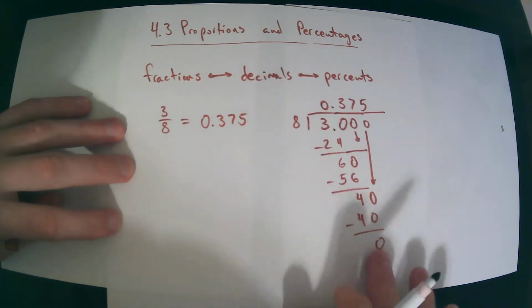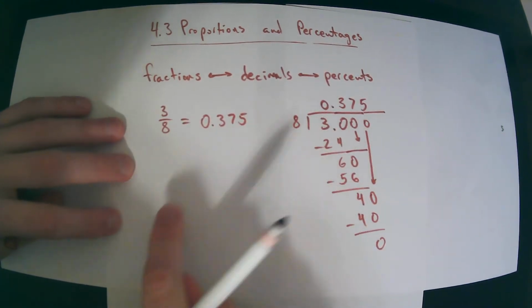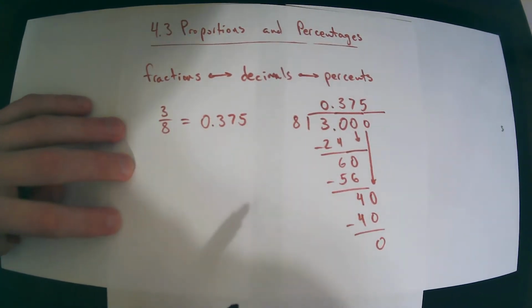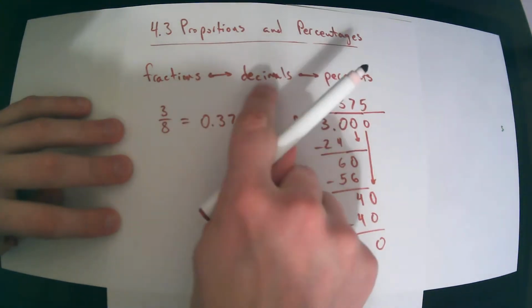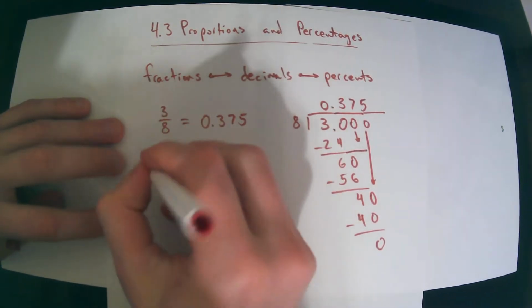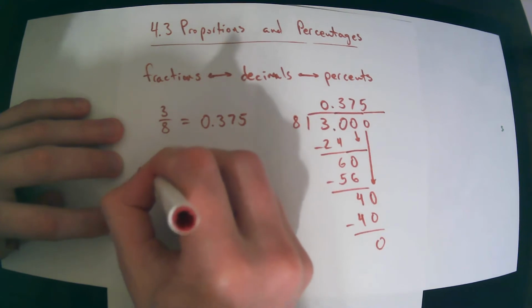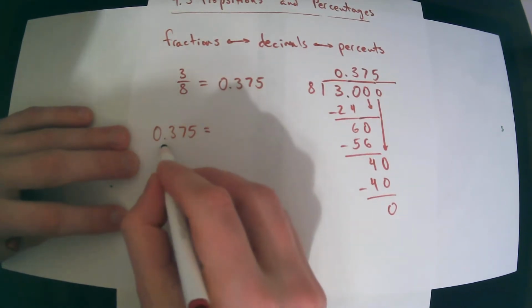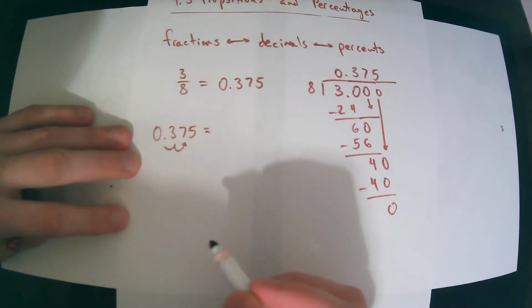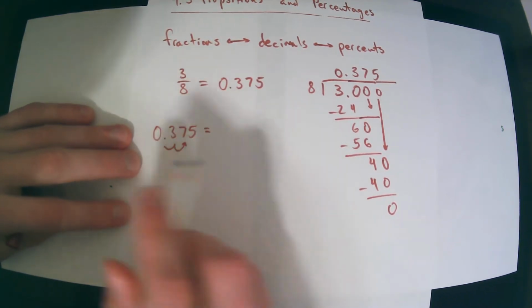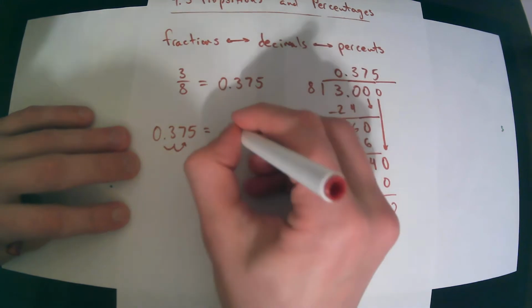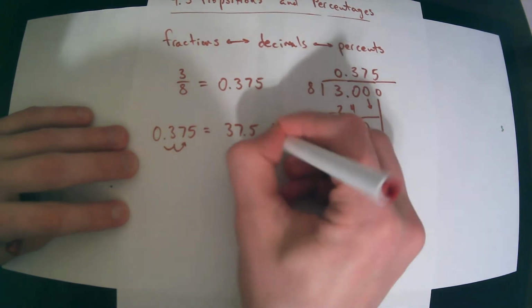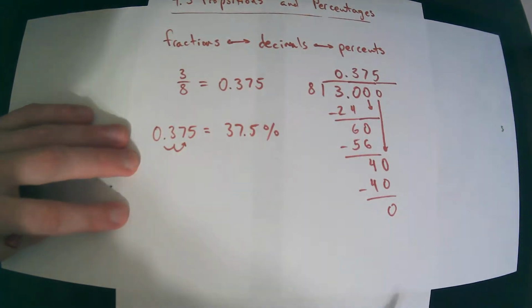If you don't feel like doing all this, just plug it into a calculator. 3 divided by 8. Calculator is going to tell you what it is. Cool. How do you go from decimal now to percent? To go from a decimal to a percent, all you do is you move the decimal point 2 places to the right. So this number would turn from 0.375 to 37.5 with the percent symbol at the back.